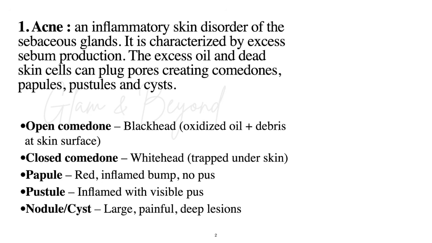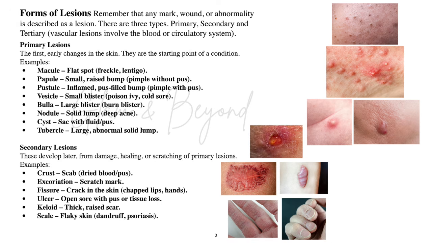What are open comedones? Open comedones are blackheads. They are oxidized with oil plus debris at the skin surface. Closed comedones, on the other hand, are whiteheads that are trapped under the skin. Papules are red inflamed bumps with no pus. Pustules, on the other hand, are inflamed with visible pus. Nodules or cysts are large, painful, deep lesions. Now, they are different forms of lesions.